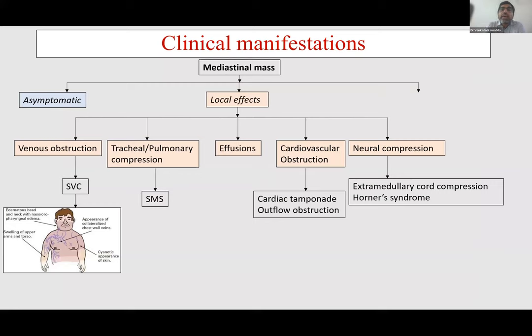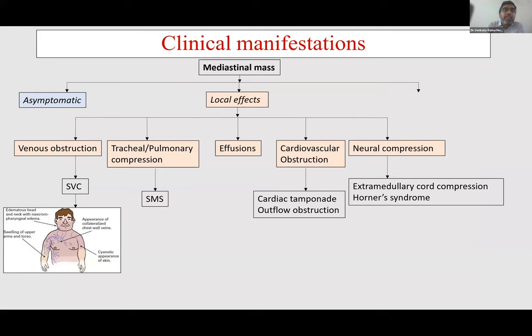the first thing which we would look at is what are the clinical manifestations, thereby you are going to take a quick call. What am I supposed to do immediately before I end up completing my evaluation? So the most important thing is these local effects that you see in the mediastinum.